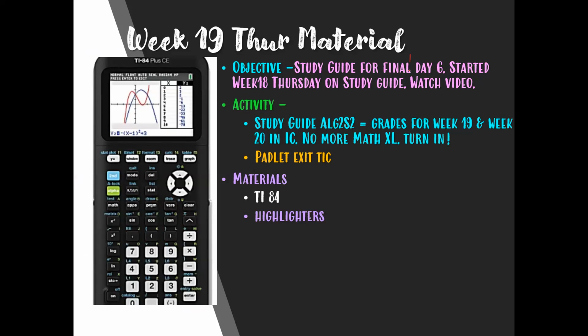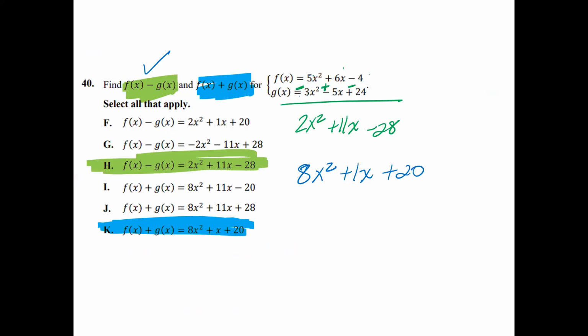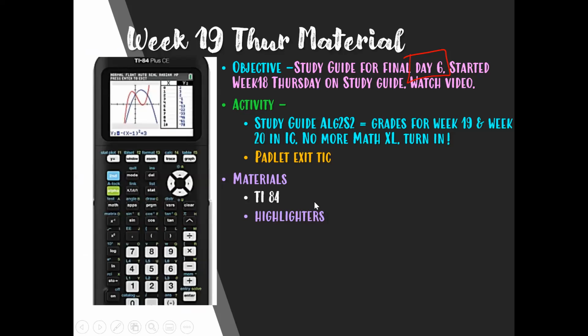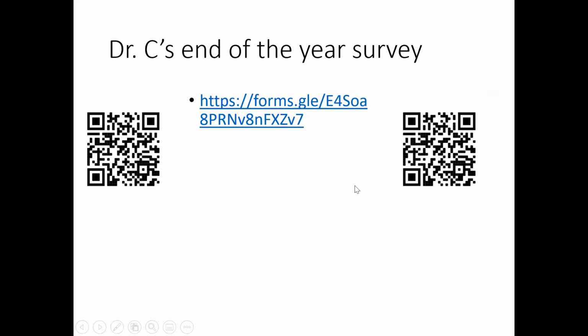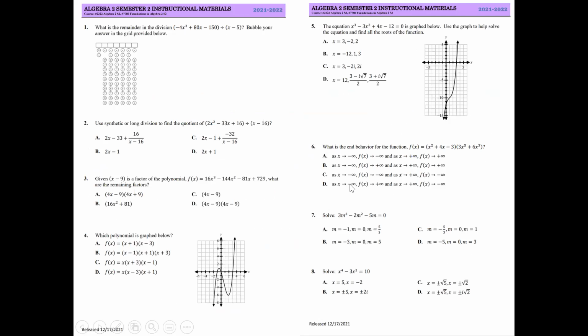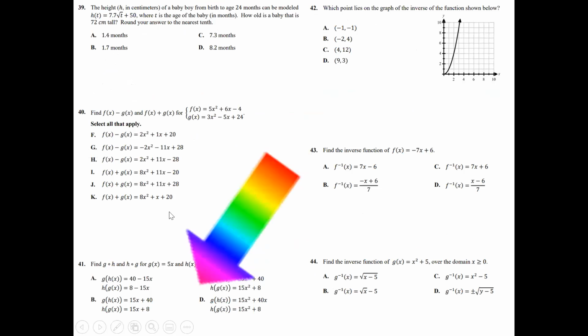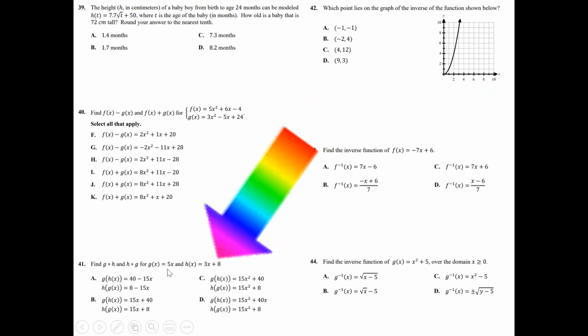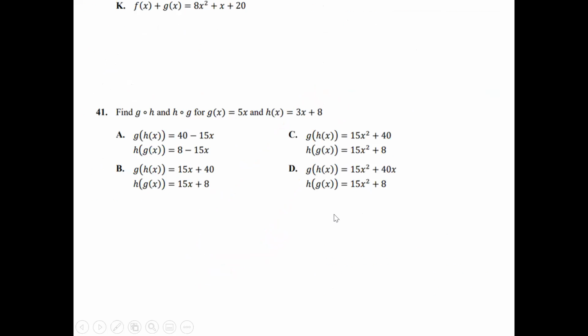So this is your day 6 of your study guide. I want to start off with question number 41. Today's lesson, you're going to need highlighters and also a TI-84 graphing calculator, so make sure you have those items. All right, let's go ahead and get started. Number 41 is right here on the very bottom of your study guide, and we're going to take a look at this.